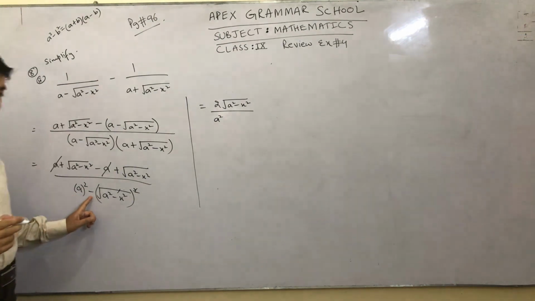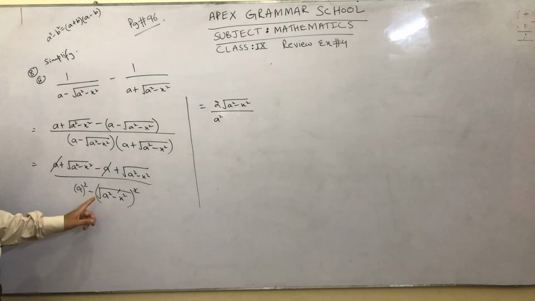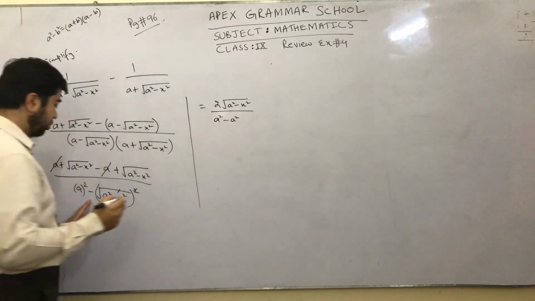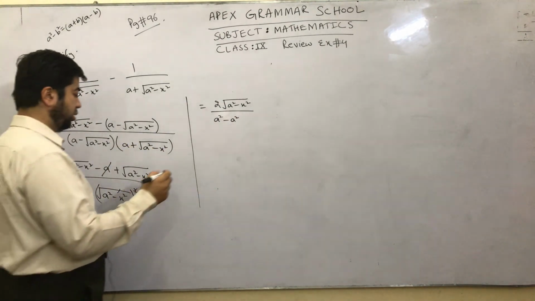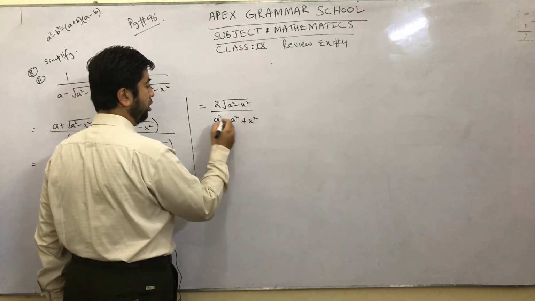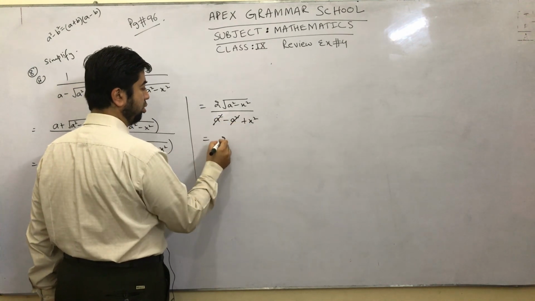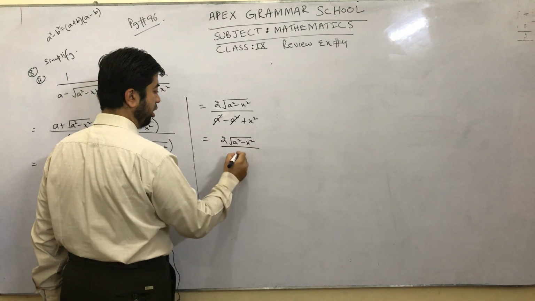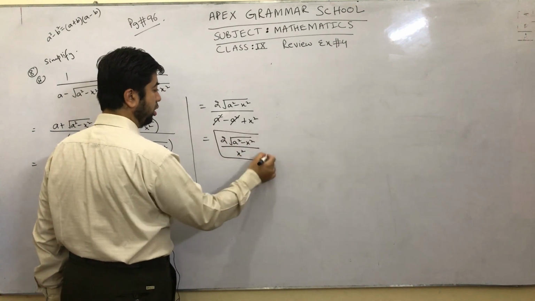After that, this minus sign is going to multiply inside here. So minus a square, and this minus into minus is plus x square. So both values are going to cancel. So 2 square root of a square minus x square, and the denominator is x square.